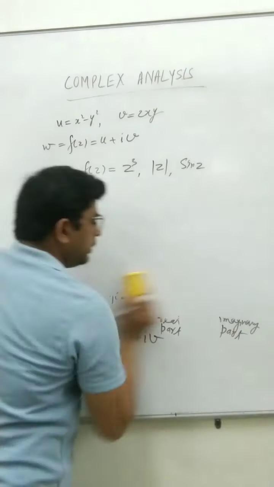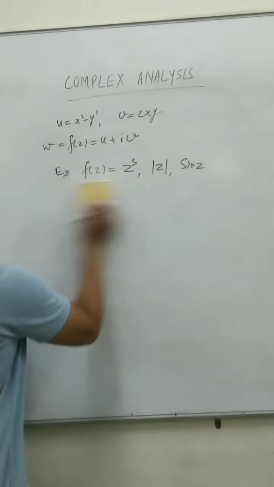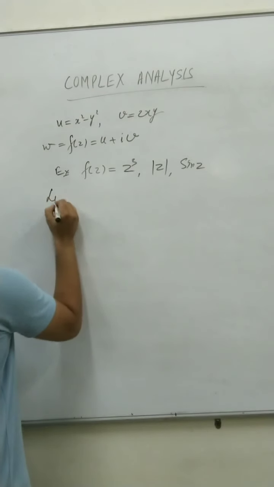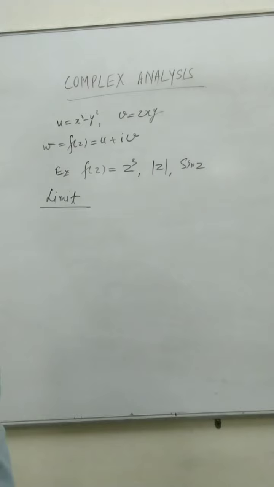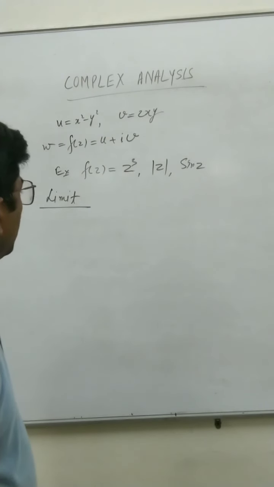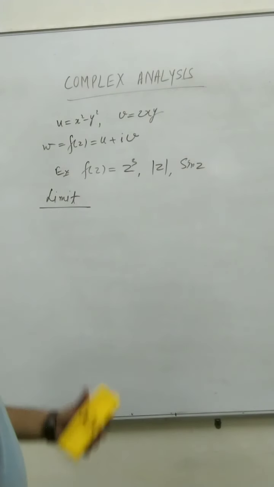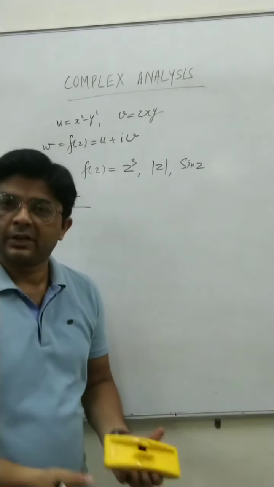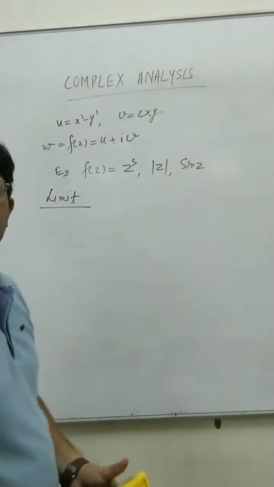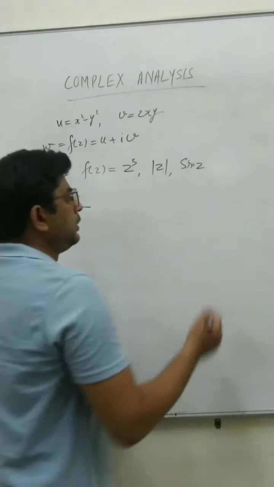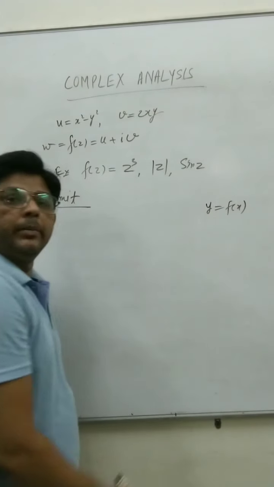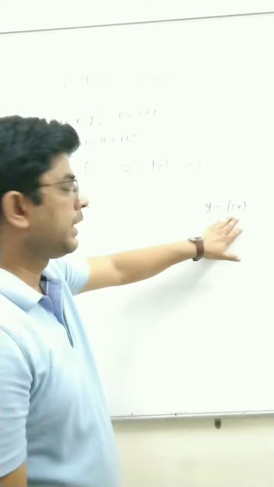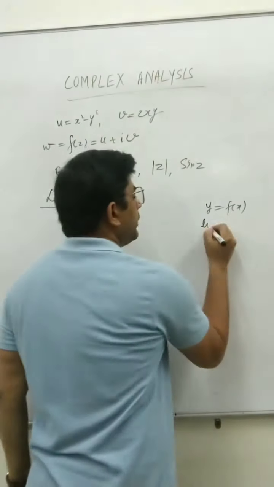Next, we see the first definition, which is the limit of a complex function. To find the limit of a complex function, first of all we should know the limit in the one variable case. We have studied that, suppose we have a function f(x), then the limit of this function f(x) at a point x equal to a.